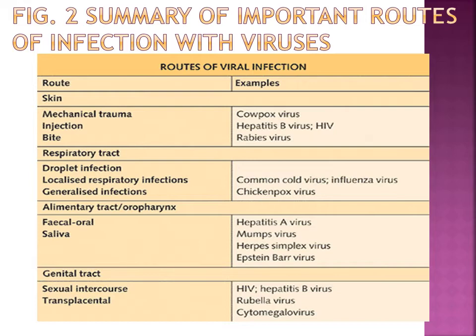Other viruses may enter the human body through the alimentary tract, such as in fecal-oral type of infection in case of hepatitis A virus, or through saliva, such as in mumps virus, herpes simplex virus, or Epstein-Barr virus. Other viruses can enter the human body via the genital tract. This occurs in case of hepatitis B and HIV through sexual intercourse, or the rubella virus and cytomegalovirus can enter through the genital tract by transplacental transmission.